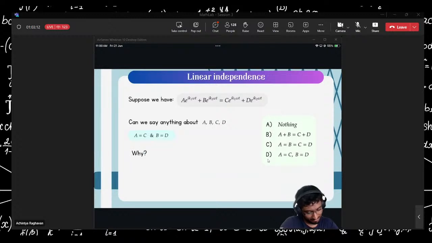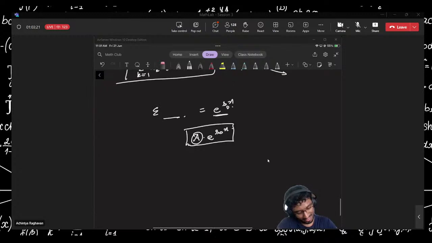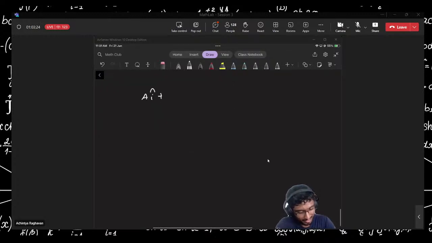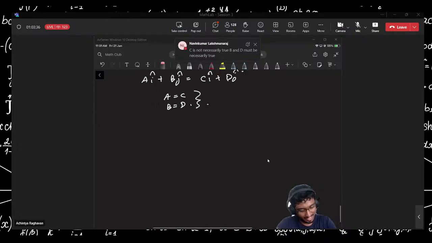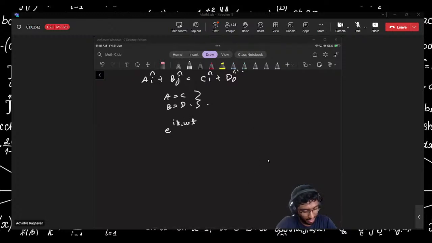So why is this true? A hint you can think about is remembering vectors. These kind of behave like vectors. Remember, if you had A i hat plus B j hat equal to C i hat plus D j hat, you would say A equal to C and B equal to D. This is kind of similar in the sense that e power i k1 omega t and e power i k2 omega t are what is called linearly independent. That's just a fancy way of saying that A times this is not equal to this. You can't find an A such that this equation is true.